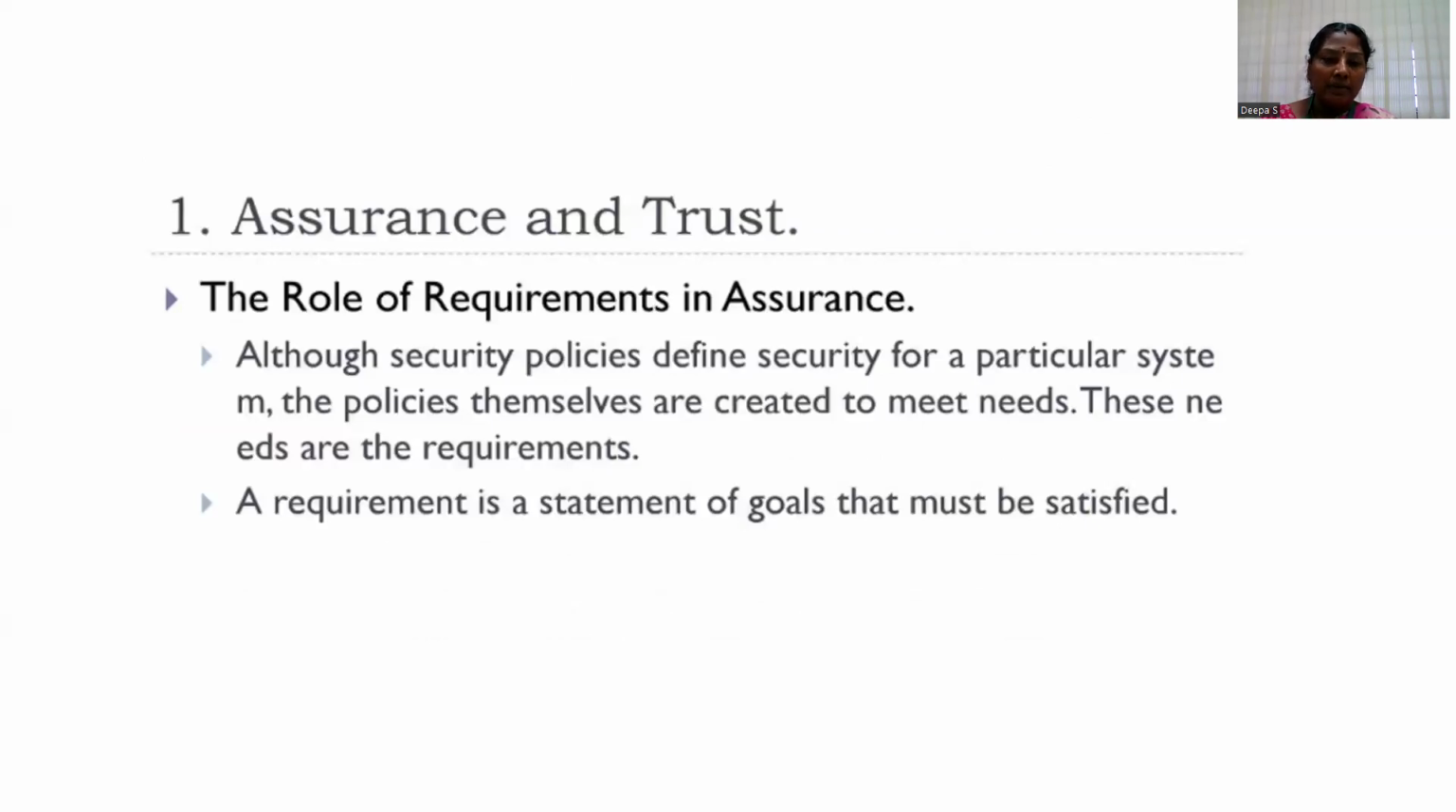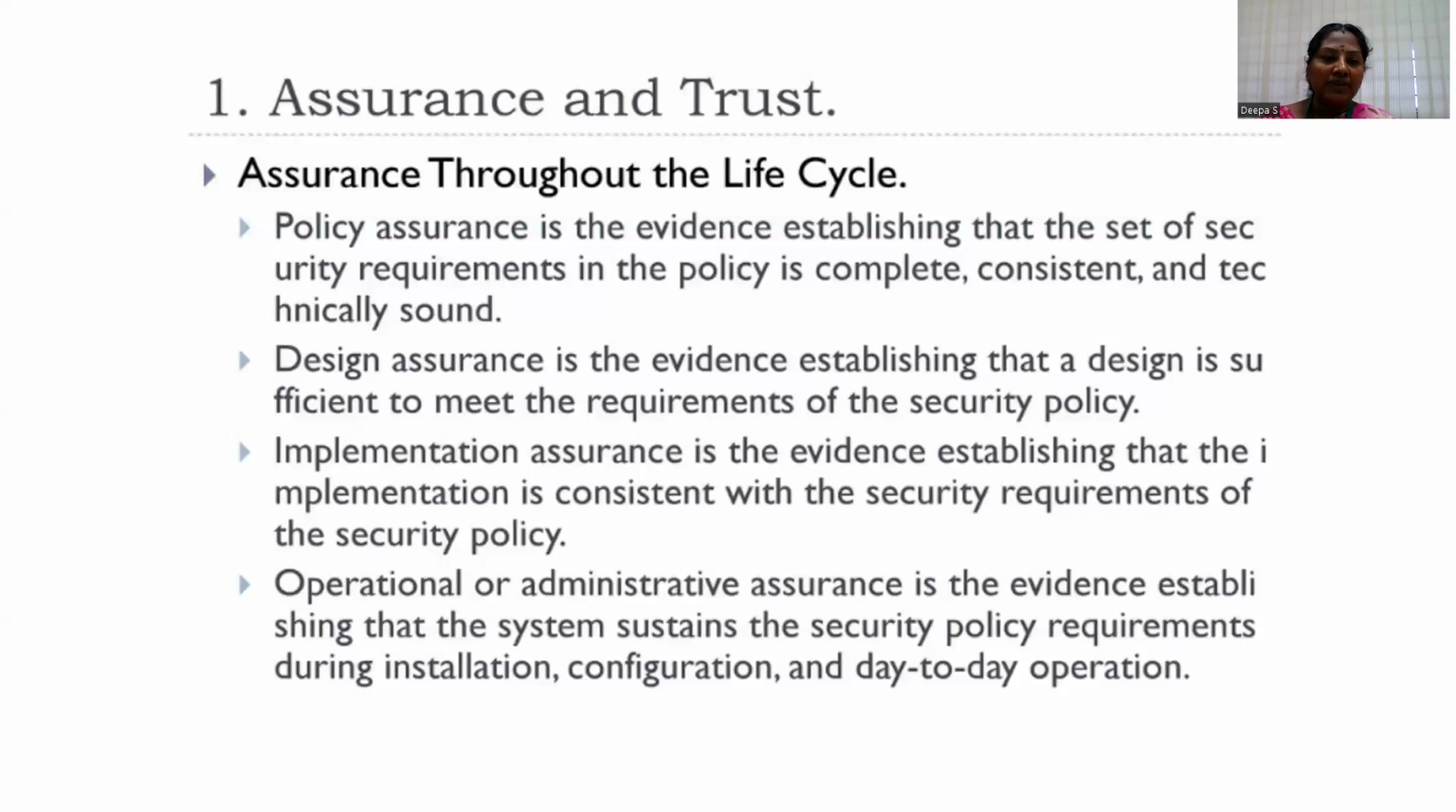The role of requirements in assurance is to represent the particular goal that has to be satisfied by your assurance. Assurance can be performed by using the life cycle. In the life cycle you have requirements, system design, assurance, and implementation. In the design phase, the requirements will be varied. In the implementation phase, it is based on the consistency of data provided in your security policies. So these are the basics.